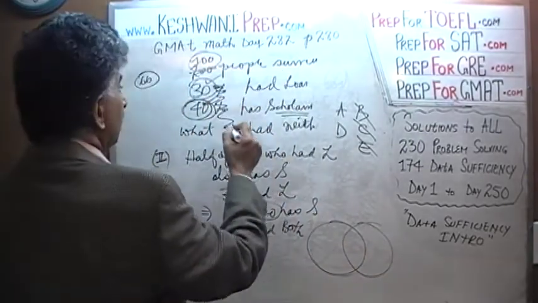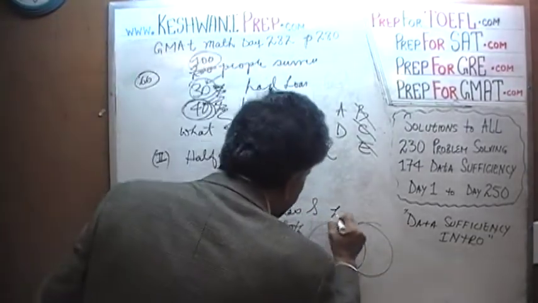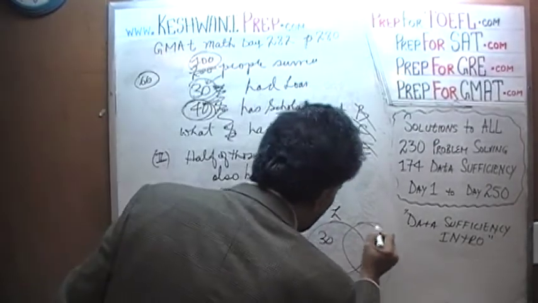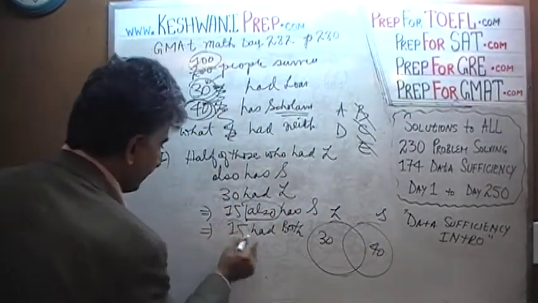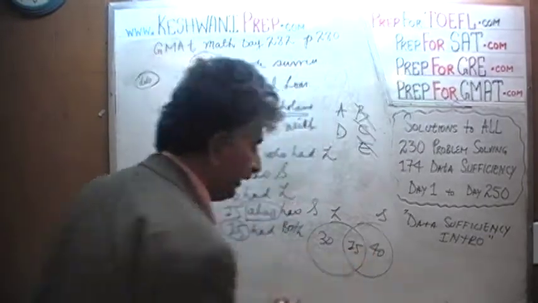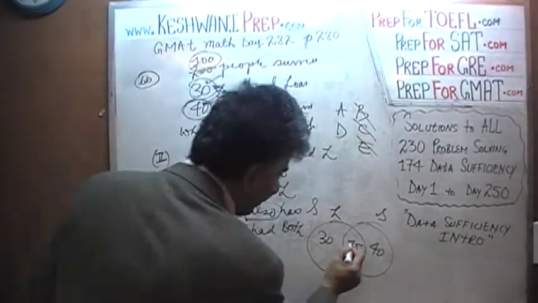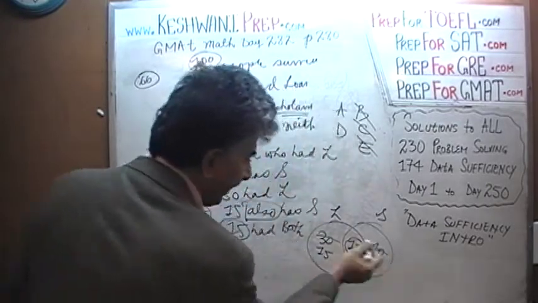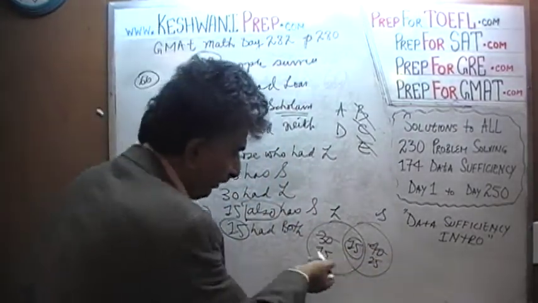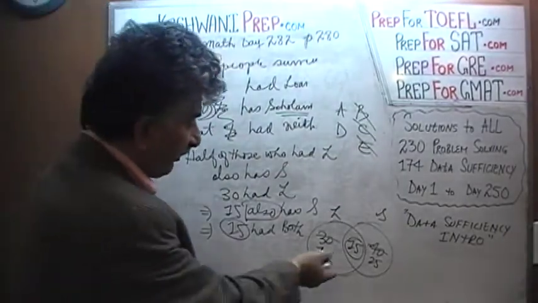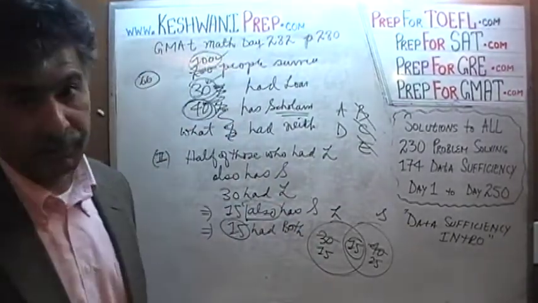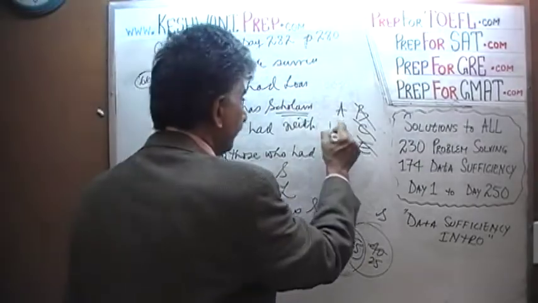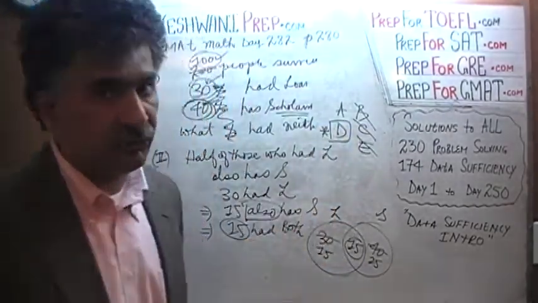Here we go, loans is 30, scholarship is 40. We just found out that 15 had both. We put 15 here, same story as before. As soon as we put the 15 in the middle, this has to change to 15, this has to change to 25. We add up these figures and we find that this adds up to 55. But since this adds up to 55 and there are 100 people altogether, 45 must have had neither. Answer is D. The story is the same as before.